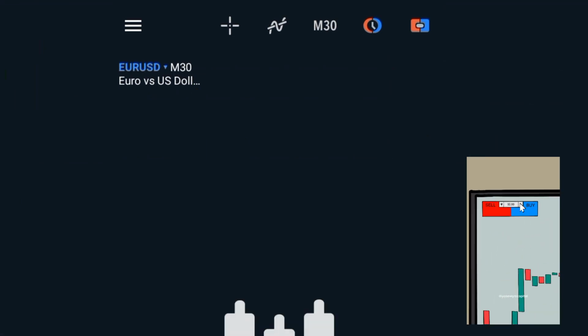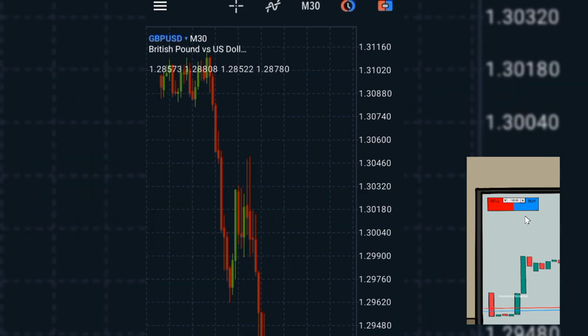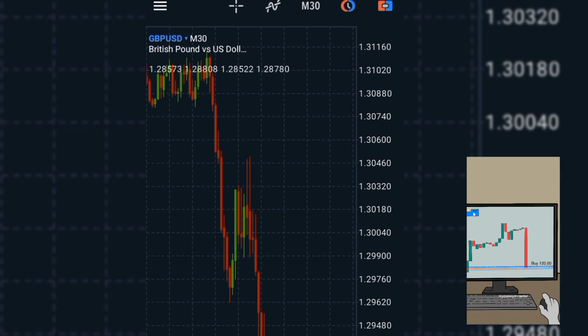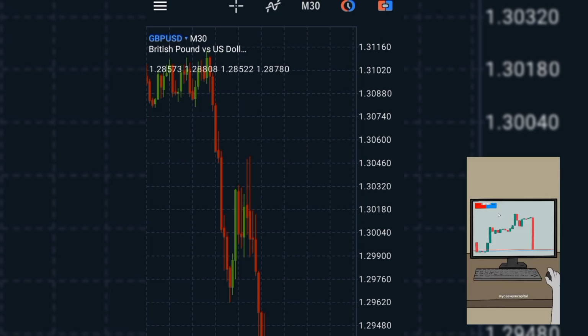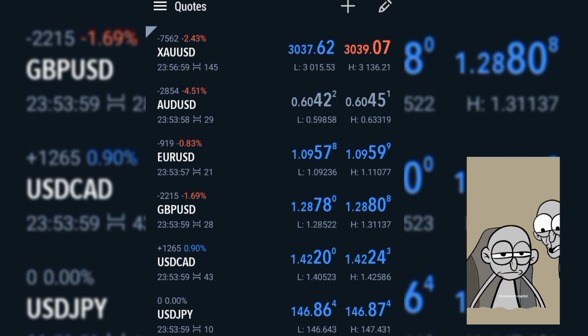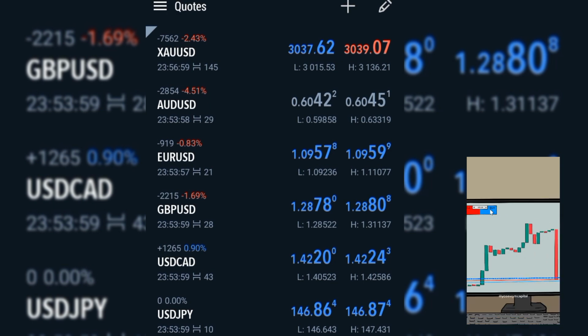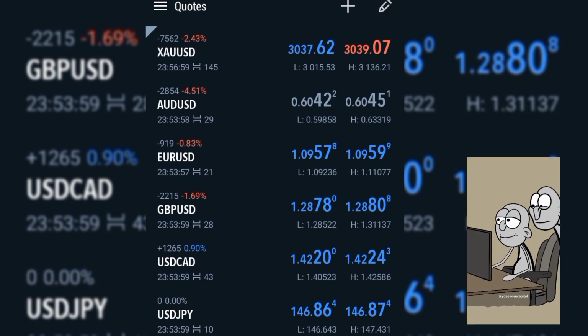Then the next pair is the GBP USD. GBP USD is a bit more volatile than Euro USD, okay, but it is not as volatile compared to gold and other cryptocurrencies. So I'll also recommend you trade GBP USD for a $10 account. Number one, Euro USD. The second one is GBP. Euro USD is less volatile compared to all.